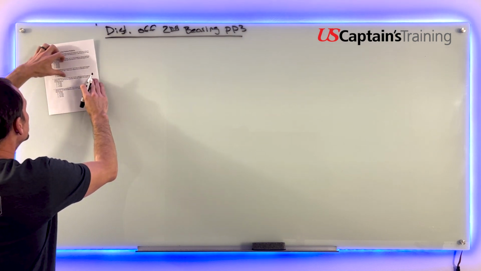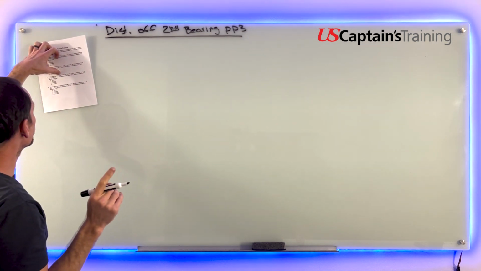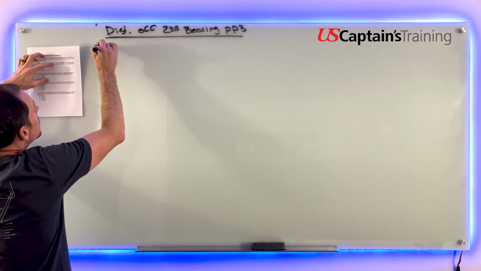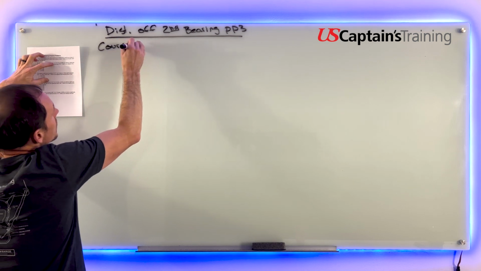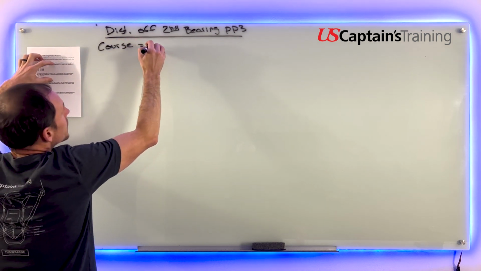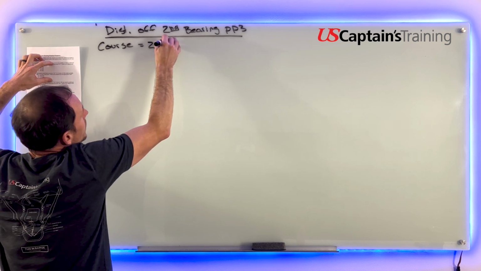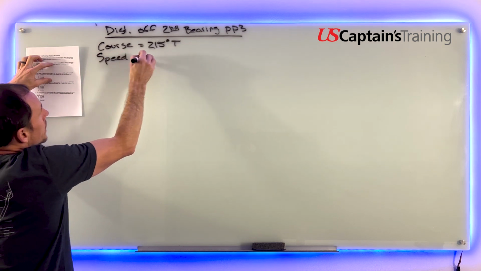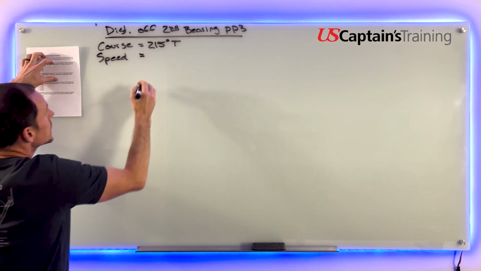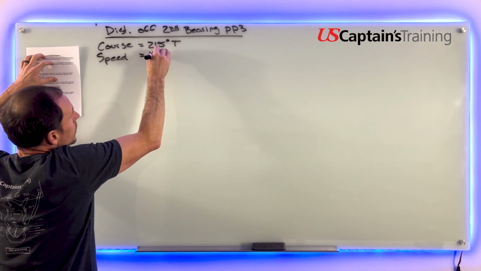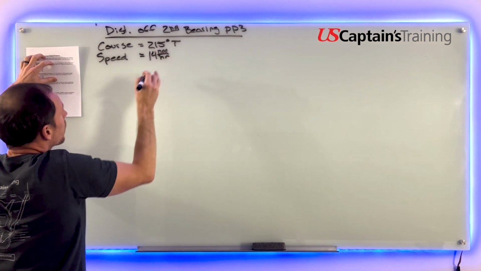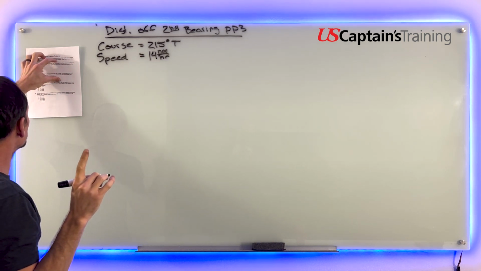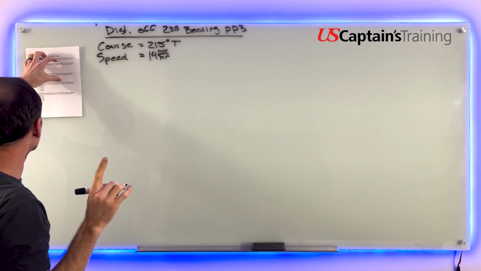The problem reads, you're steaming on course 215 degrees at 14 knots. There's the first two pieces of information. It gave us our course, which was equal to 215 degrees true, and a speed. Our speed was 14 knots, which means 14 nautical miles per hour. And it says, at 1841, you observe a lighthouse bearing 178 degrees true.